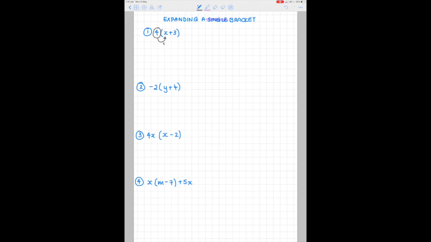So you've got x, so if you times that by 4, you get 4x, and then you times the 4 with the positive 3, and you get plus 12. So that's nice and easy, so just multiplying that by 4. So let's move on to the next example.